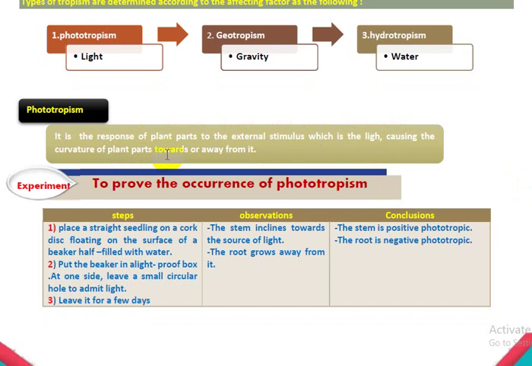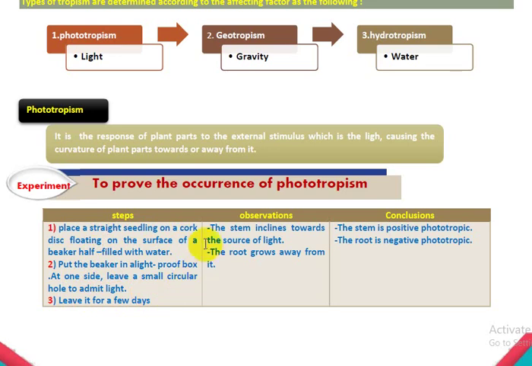Phototropism, the response to external stimuli. To prove the occurrence of phototropism, first, place a tree seedling on a cork disc floating on the surface of the beaker. The beaker is half filled with water. Put the beaker in a light-proof box at one side. Leave a small circular hole to admit light. Leave it for a few days.